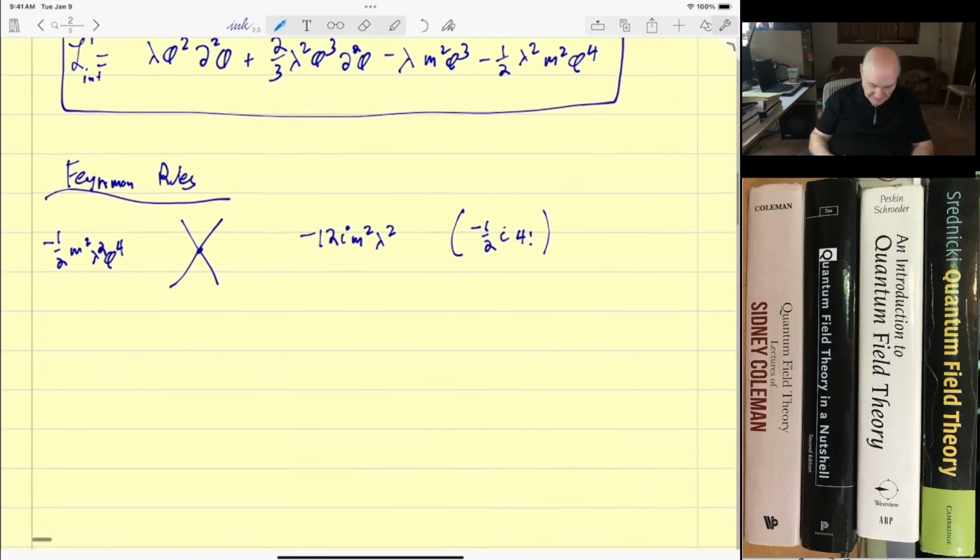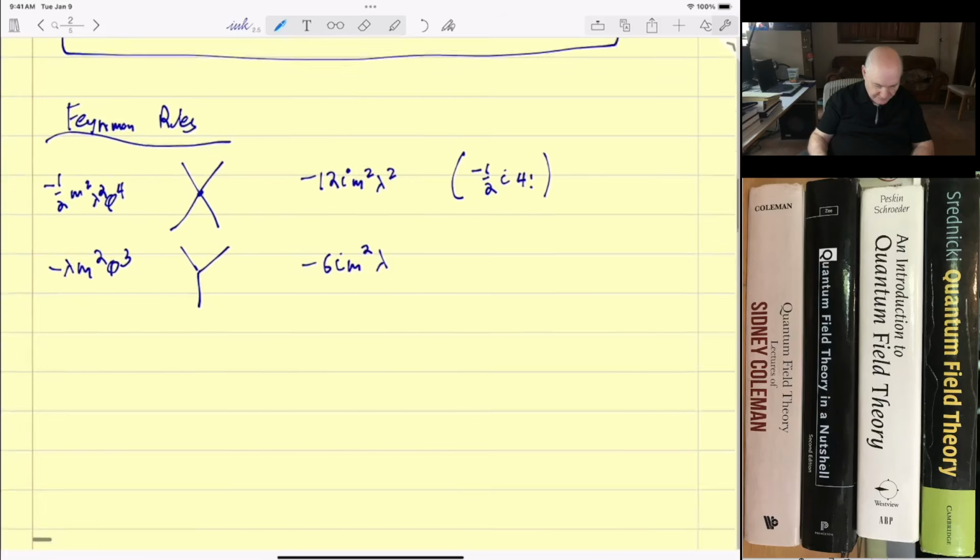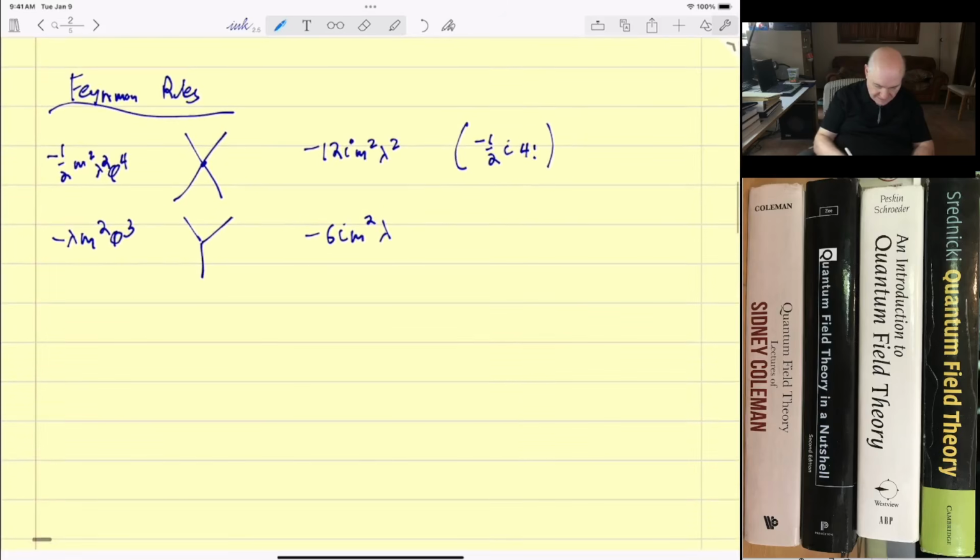Okay. Now, for the next one, we have a 3-point function, a tree with a 3-point function, minus lambda m squared phi cubed. And here it's the same thing, minus 6i m squared lambda. We put the i in there, and we take 3 factorial, which is 6.